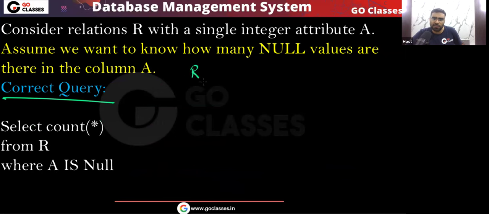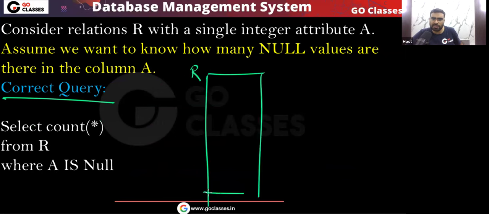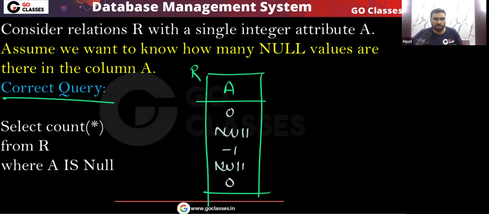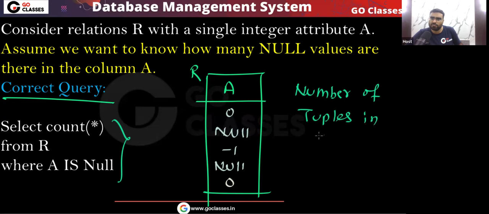For example, let's assume this is your table R with column A, and you have the values 0, null, -1, null, and 2, or maybe again 0. Let's assume this is what you have. So tell me, in this query, how many tuples will the output have?